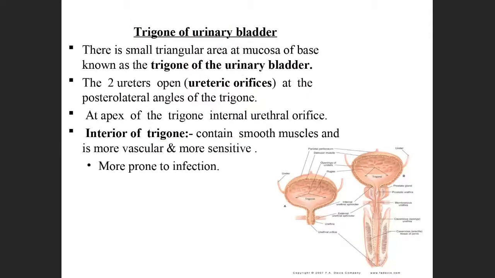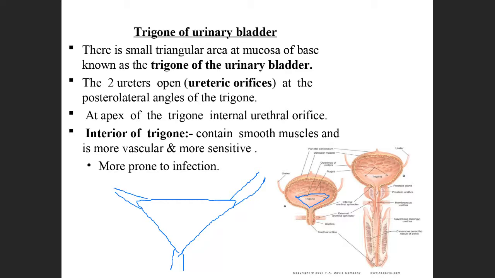Next, what is the trigone of the urinary bladder? The trigone of the urinary bladder means when you take a section of the urinary bladder, on the inside there is a small triangular area like this. And these are the structures coming here. So this part is called the trigone of the urinary bladder.